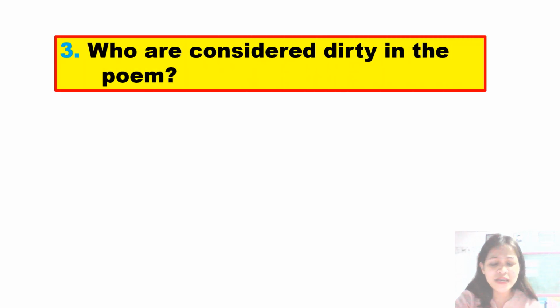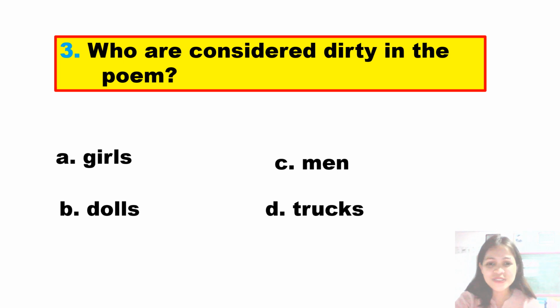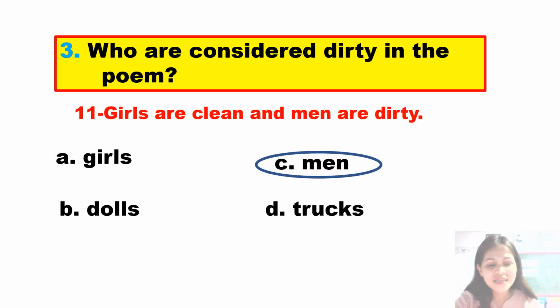Next, number 3. Who are considered dirty in the poem? A. Girls. B. Dolls. C. Men. Letter D. Trunks. And the correct answer is men. So, according to the poem, girls are clean and men are dirty. So, therefore, men are considered as dirty in the poem.